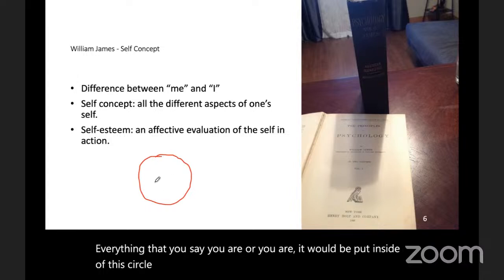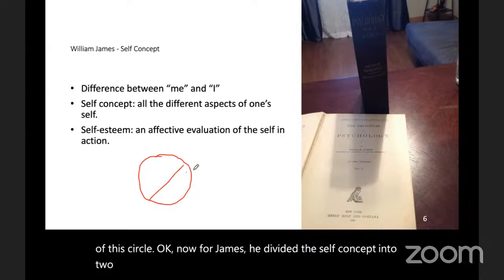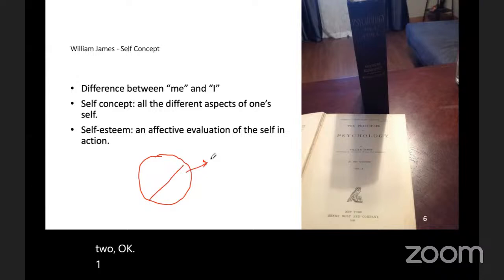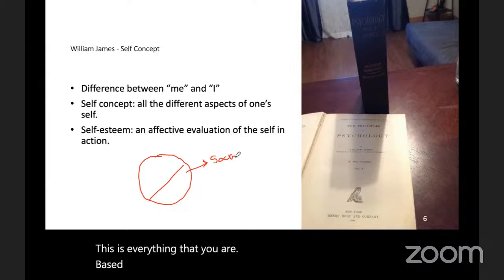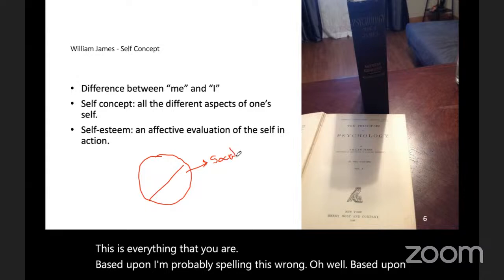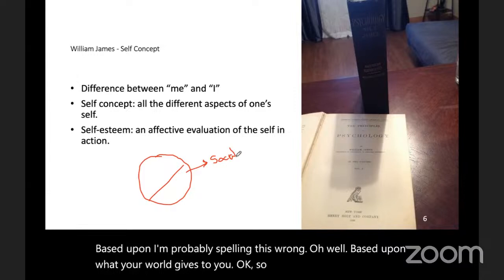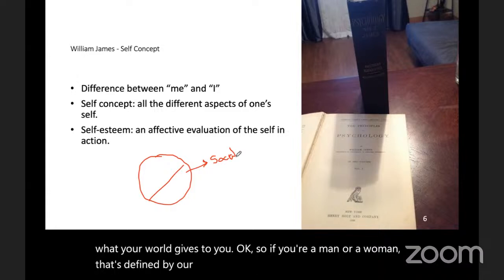Okay. Now for James, he divided the self-concept into two. Okay. One aspect is what he called the social self. This is everything that you are based upon what your world gives to you. Okay. So if you're a man or a woman, that's defined by our social language world. Okay.